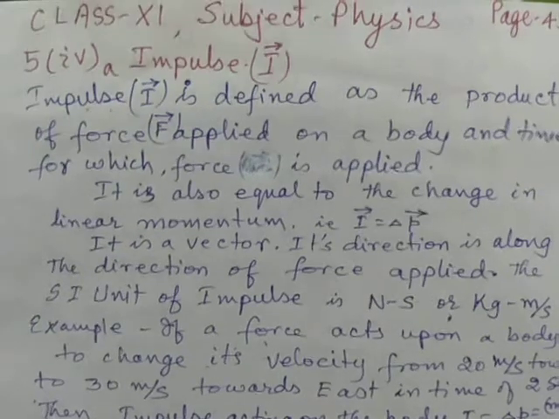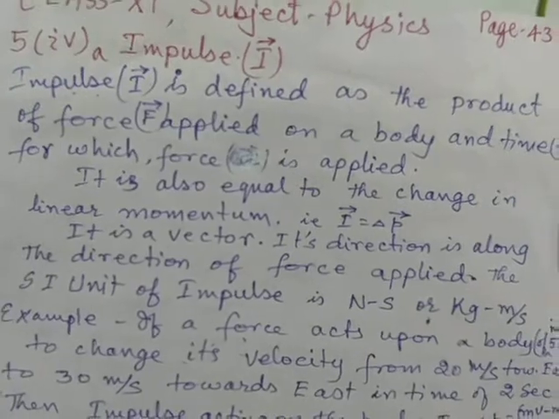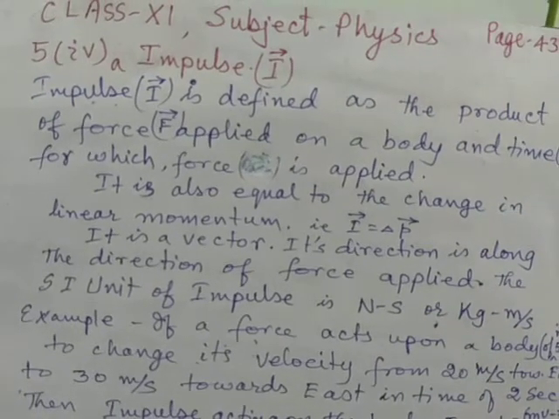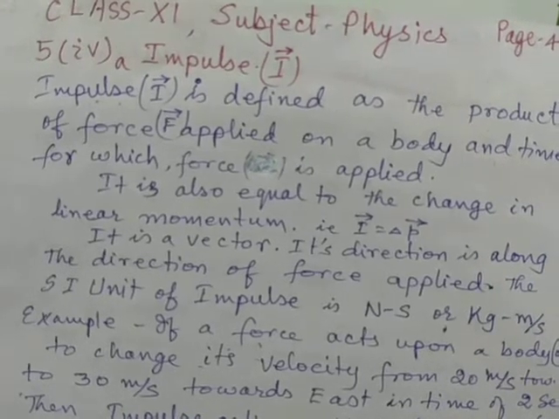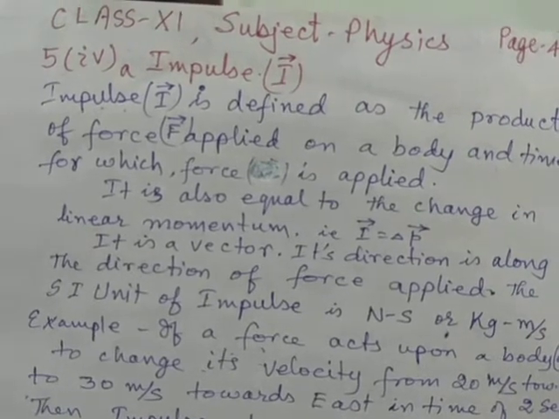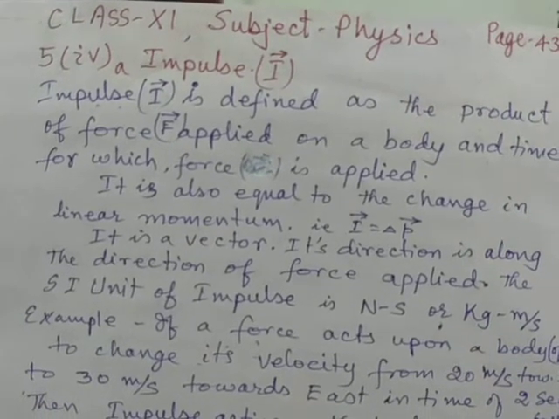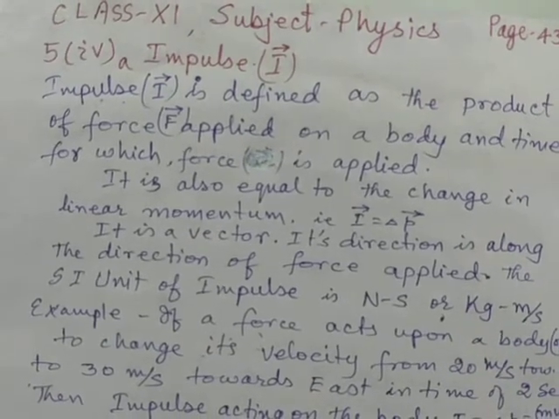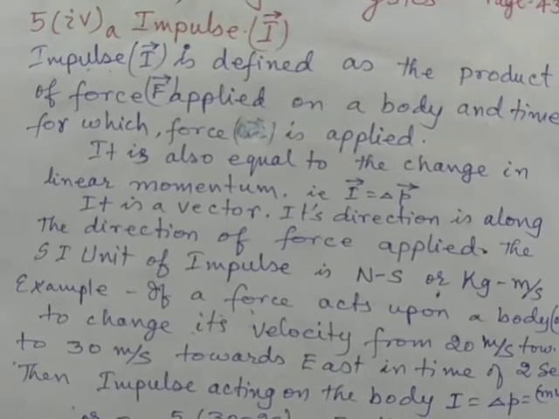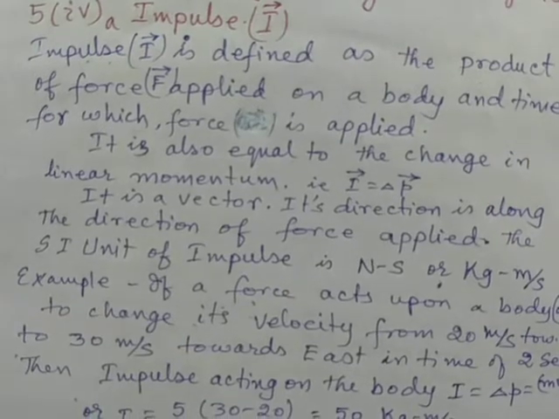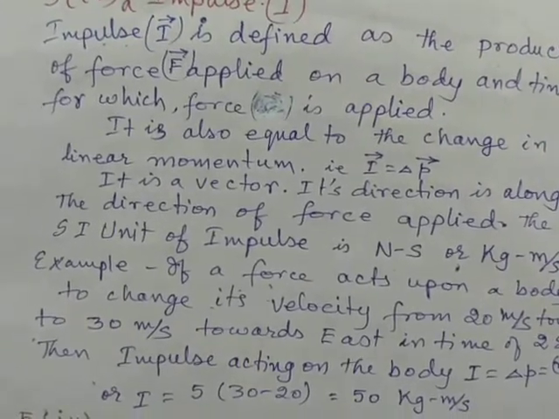Class 11. Today we are going to talk about impulse. What is impulse? We know that force is equal to mass into acceleration, and force is also equal to rate of change in momentum. So if you have F is equal to delta P by delta T, then the product of force into time, that is change in momentum, is called impulse.